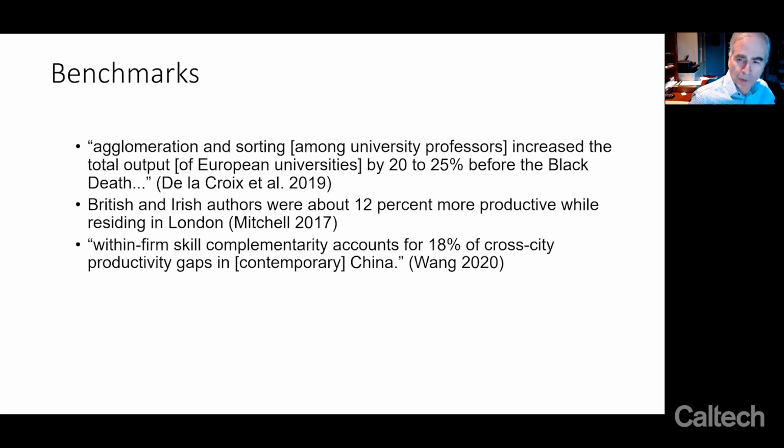So as a benchmark to think about the size of that effect, Delacroix et al., in the study mentioned before, looking just at university professors and estimating slightly different maxima there at both agglomeration and sorting benefits, reckon that those increased total output of European universities by 20 to 25% before the Black Death. A little bit later, a paper by Mitchell, which has somewhat richer data, figures that British and Irish authors were about 12% more productive while residing in London. And then moving to a contemporary study, Wang figures that within firm skill complementarity accounts for 18% of cross-city productivity gaps in contemporary China.